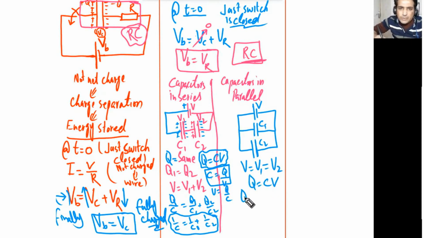In this case, you will say that Q has to be equal to Q1 plus Q2, the charge. Simply if you rearrange, you will get C is equal to C1 plus C2. Okay, so this is what we will get.